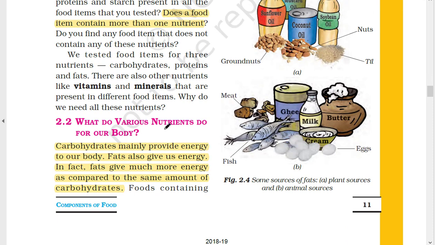This I've already told you. Carbohydrates mainly provide energy. Fats also give us energy, but fats give much more energy as compared to the same amount of carbohydrates. Now if fats are giving more energy, it doesn't mean that we should eat only fat rich food. We need a balanced diet. We need proper components of food in a balanced proportion.